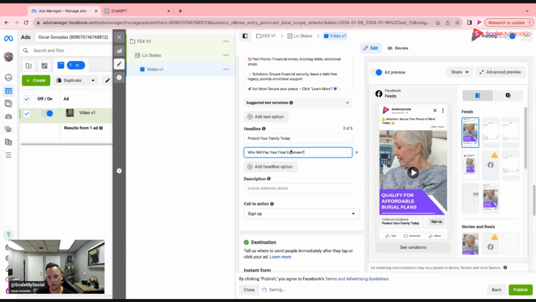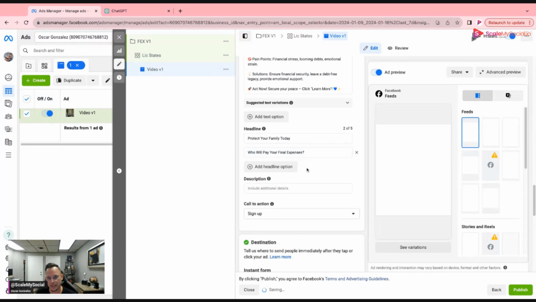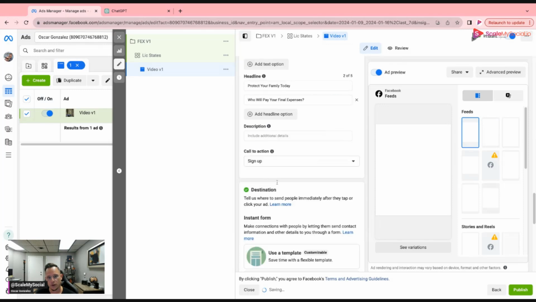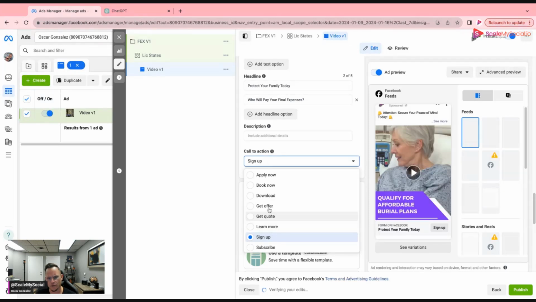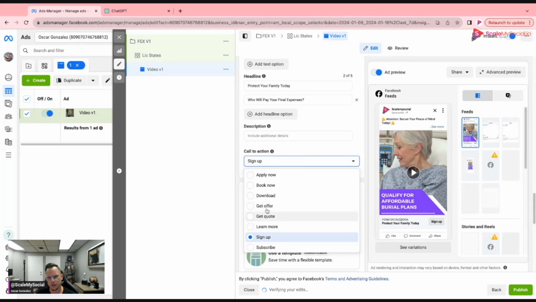Perfect. One, two, three, you can put up to five. So I think any of these are fantastic. Now you don't have to worry about the description, your call to action. We always use learn more. We've tested get quote, get offer. It's either between get offer, get quote, learn more. I recommend just go with learn more, keep it simple and go that route.